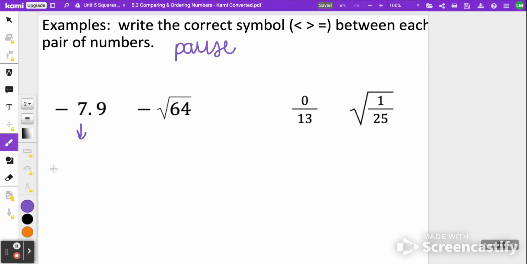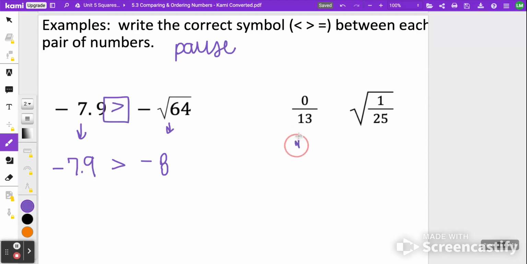All right, this first one, still a decimal, negative 7.9. But over here, I have negative 8. According to my rules of comparing negatives, the bigger the negative, the smaller it is. So negative 7.9 is actually larger here, which means negative 7.9 is greater than the negative square root of 64.